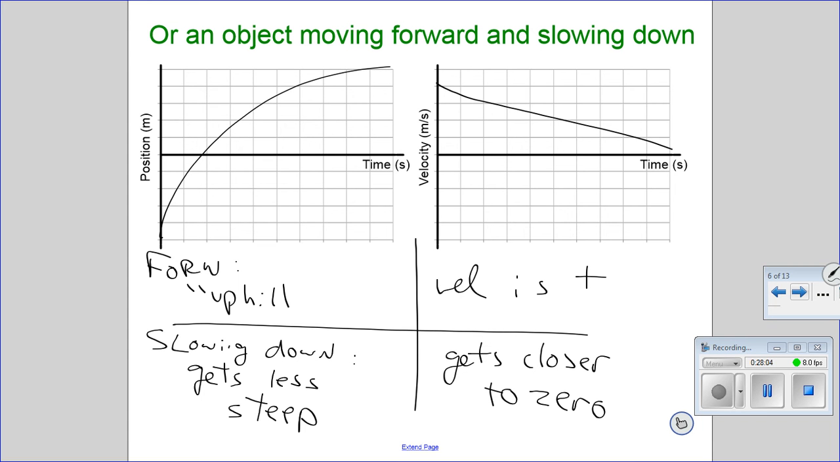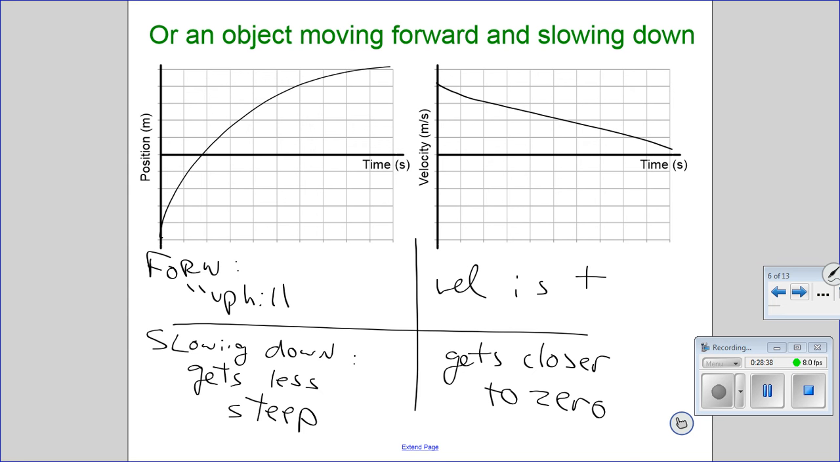Steven, you okay? You sure? All right. Wait, so if we're slowing down, it gets closer to zero? Yes. Oh. Tell me when I'm in your way, Adam. You've got that. Bad seat. All right. Any problems with what we've done thus far?